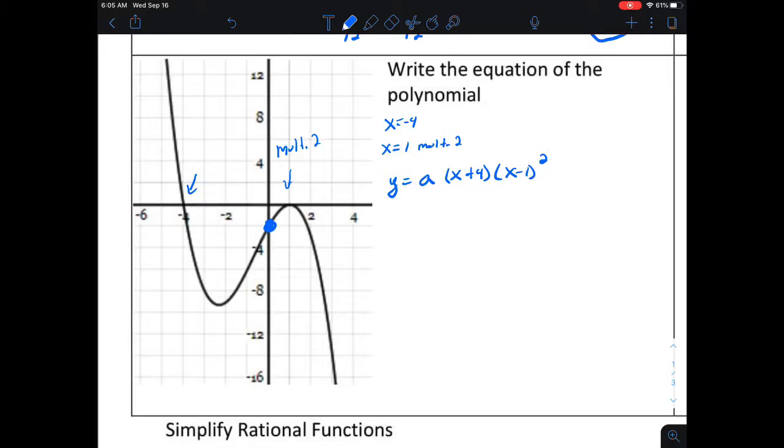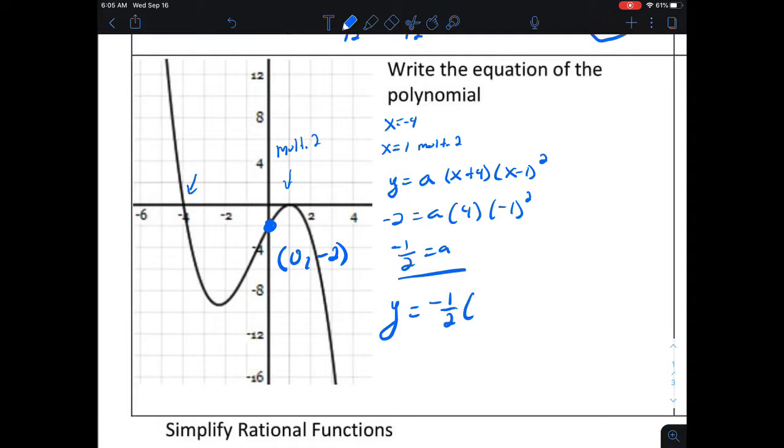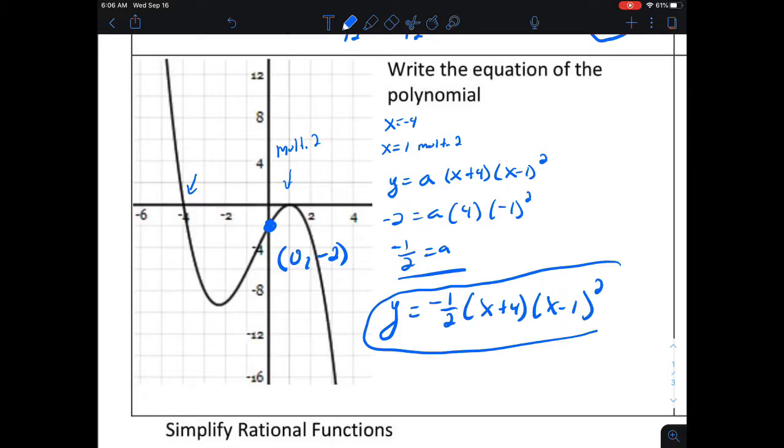Now, we use this coordinate that we have, which is a y-intercept at (0, negative 2). So we put in negative 2 for y and solve for a. You get a to be negative 1/2. So this polynomial is negative 1/2 times x plus 4 times x minus 1 squared.